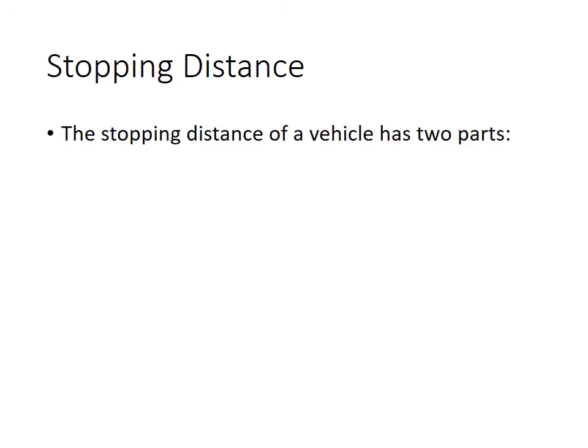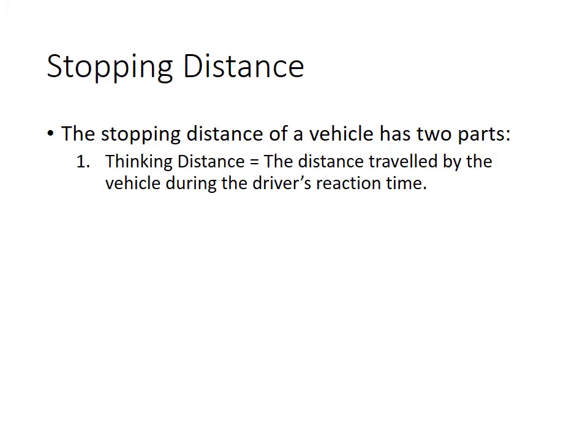So next we're going to consider what stopping distance is and what the two components are that actually make it up. Stopping distance overall is the distance that it takes a car to stop, from when you see an issue to when you come to a complete stop. So the first component that we need to think about here is the thinking distance.